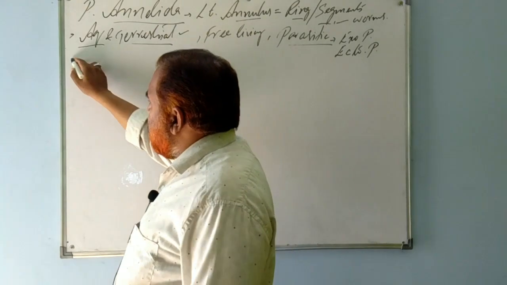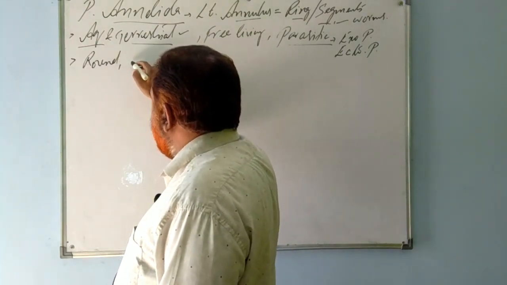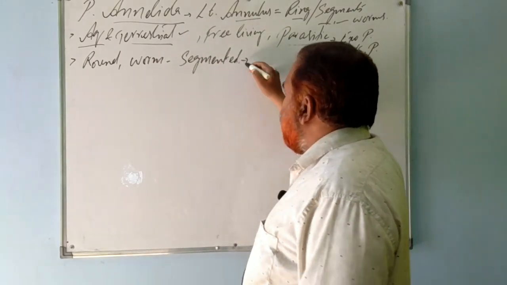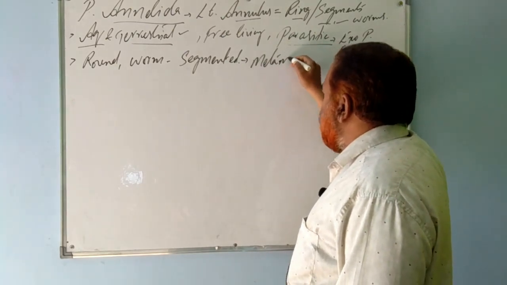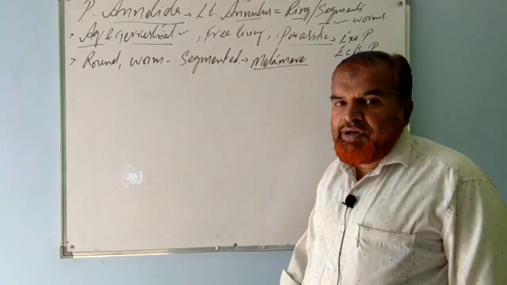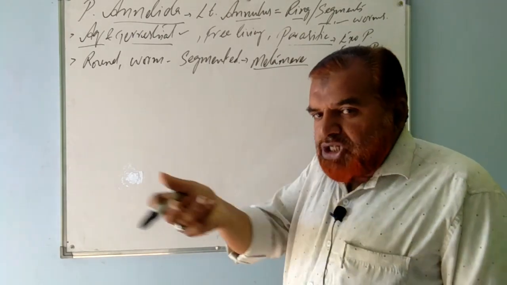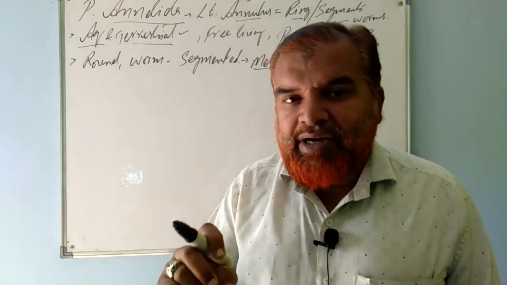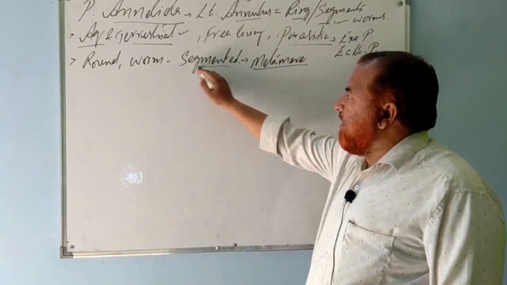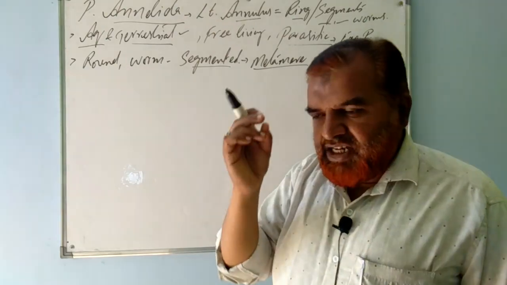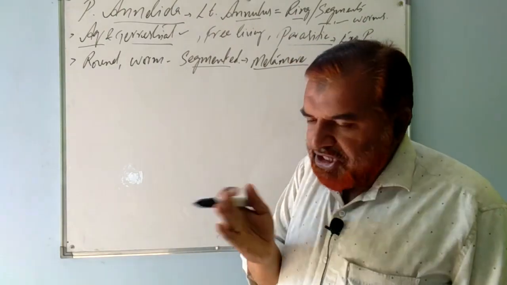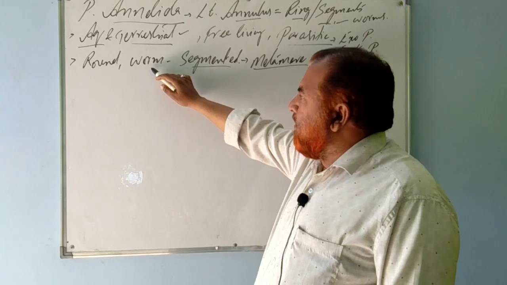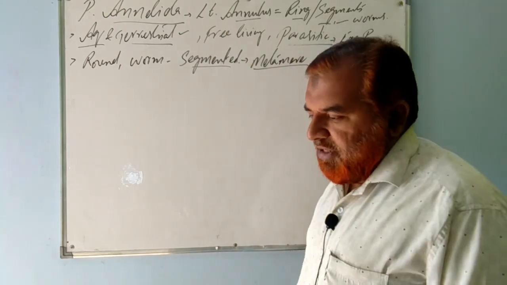Then the body is round, worm-like, segmented. Each segment here is known as a metamer, and the process of formation of segments is known as metamerism. Clear? The body is round, cylindrical, segmented. Partitions are there, ring-like structures are there. They are round worms, with a worm-like segmented body. Each segment is known as a metamer.